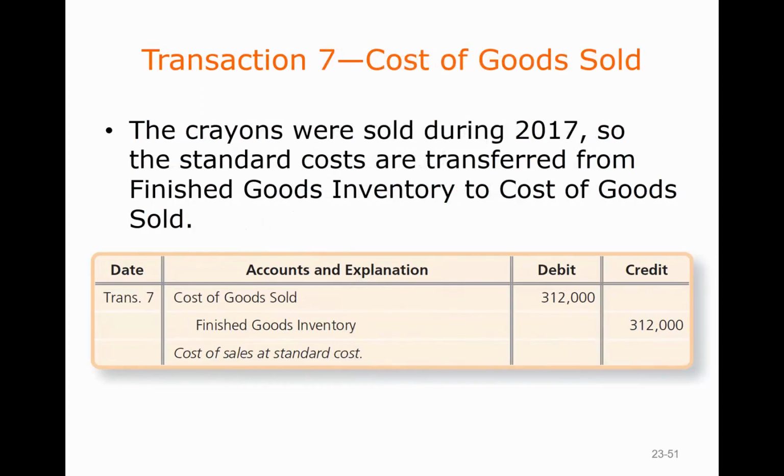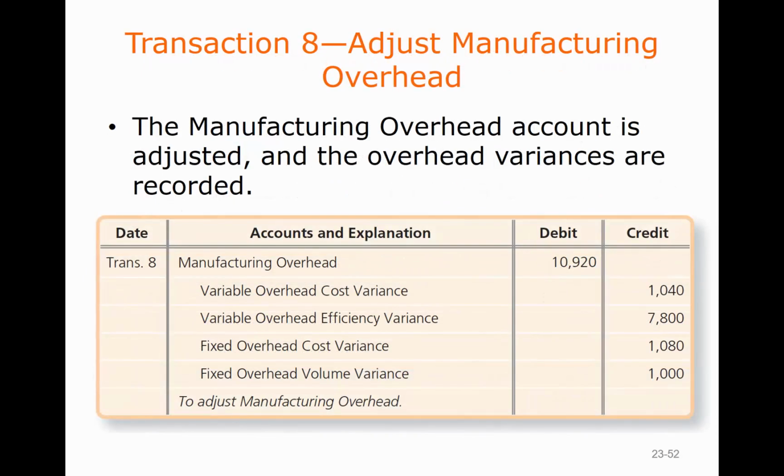There's where they move it to finished goods. Then they sell it. Now they adjust the manufacturing overhead. They take all of these variances at the end of the process and they debit them to overhead. What would happen if you had a variance on the debit side? Actually, we did have variances on the debit side, so we credited them to take the variance back to zero. And we debited overhead.